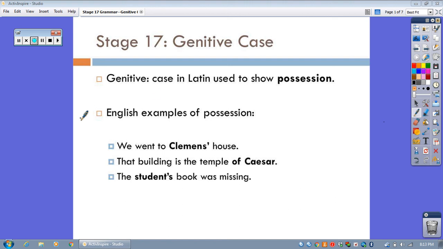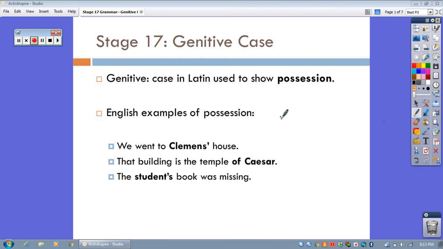Genitive! Okay, so what is it? First of all, it is the case in Latin that's used to show possession. If you've forgotten what a case is, remember that's the way a noun in Latin is spelled depending on how it's being used in a sentence. So any noun in Latin that is going to show possession will be spelled in a specific way, and that way is said to be the genitive case.